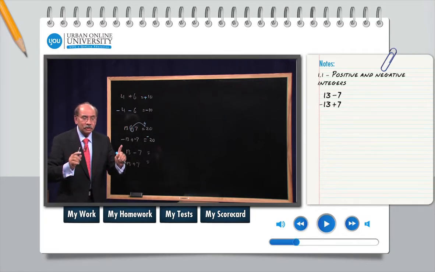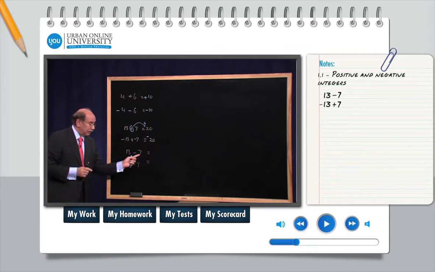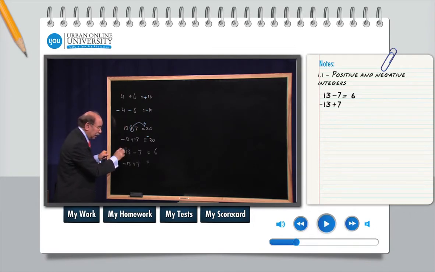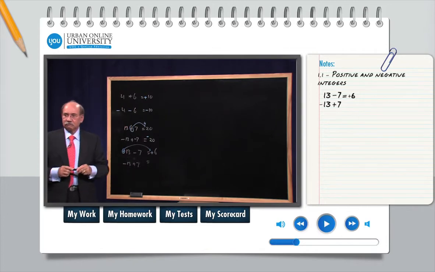Now, what are the rules? You know the answers. Let us deal with the rules. In this case, when two numbers, like 13 and 7, are with two different signs, this is negative, this is positive, the rule is you subtract the lower number, which is 7, from the higher number, which is 13, and the answer is 6. And what sign will you put there? You take the sign of the larger number, which is here, which is a positive sign. Take this sign, bring it here. And the answer is positive 6.